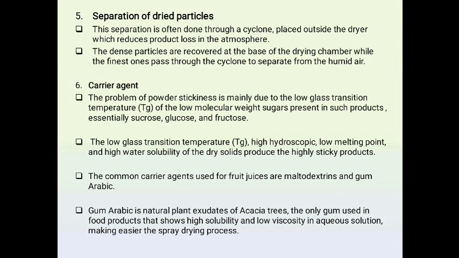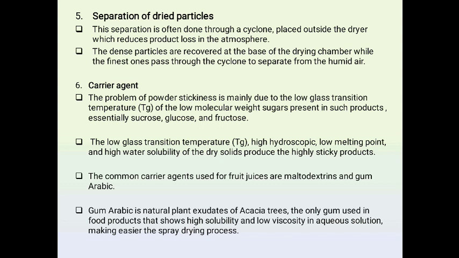Separation of dried particles. This separation is often done through a cyclone placed outside the dryer, which reduces product loss in the atmosphere. The dense particles are recovered at the base of the drying chamber, while the finest ones pass through the cyclone to separate from the humid air. Carrier agent. The problem of powder stickiness is mainly due to the low glass transition temperature of the low molecular weight sugars present in such products, essentially sucrose, glucose, and fructose.